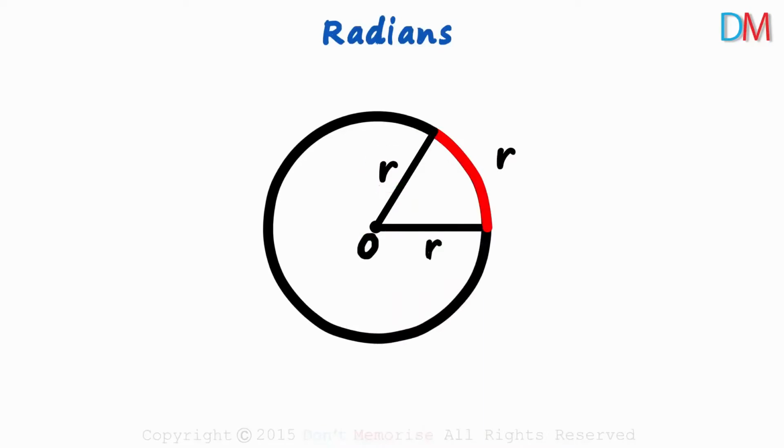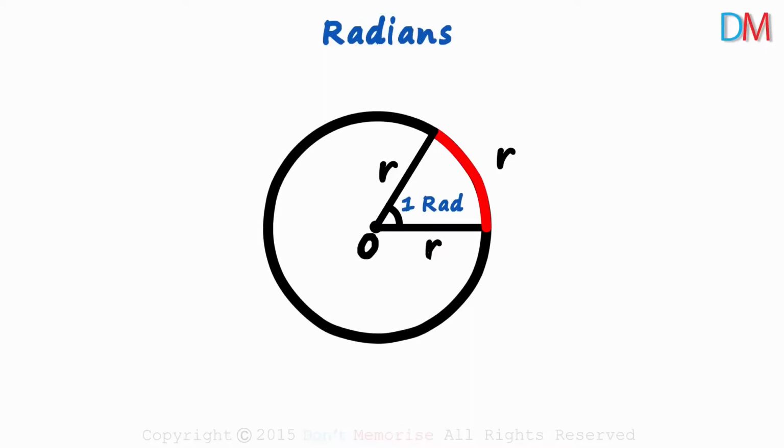Let's analyze the figure. We have an arc of length equal to the radius of the circle, and two radii joining the center and the endpoints of that arc. Remember, the length of the arc is equal to the radius of the circle. This angle formed here is 1 radian. That's the concept of radians.